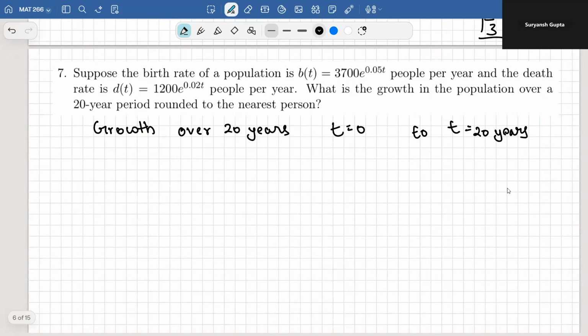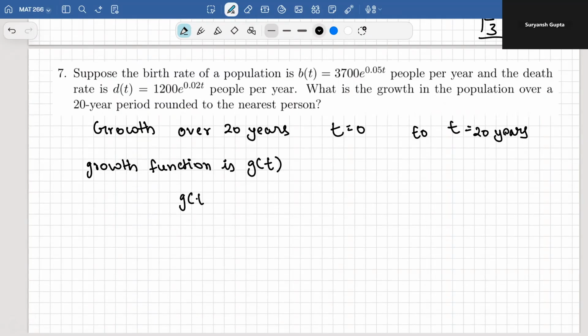Next, I need to find the growth function. So let's call that our growth function g of t, and g of t is equal to the birth rate minus death rate. The reason for this equation is the rate at which you're growing is determined by how many people are born, subtracted by how many people are dying. And in the net, it can be a positive growth. It can also be a negative growth. Given this, we have everything that we need to set up our integral and solve.